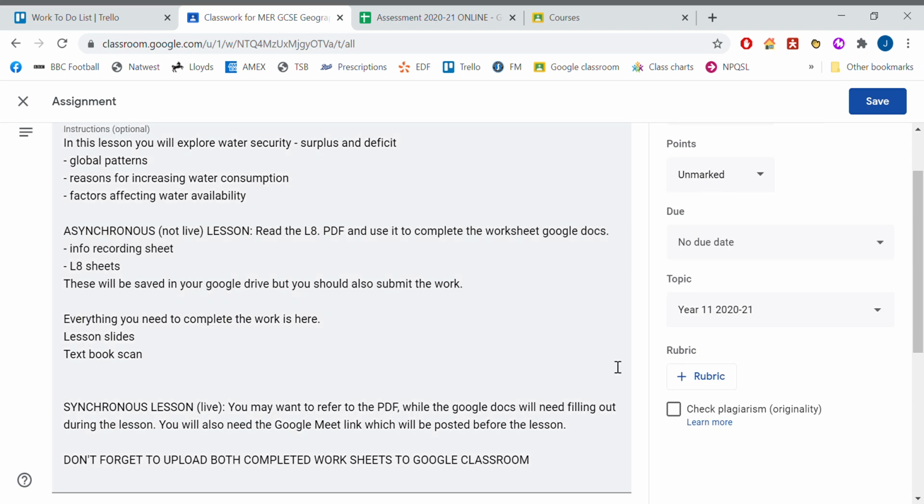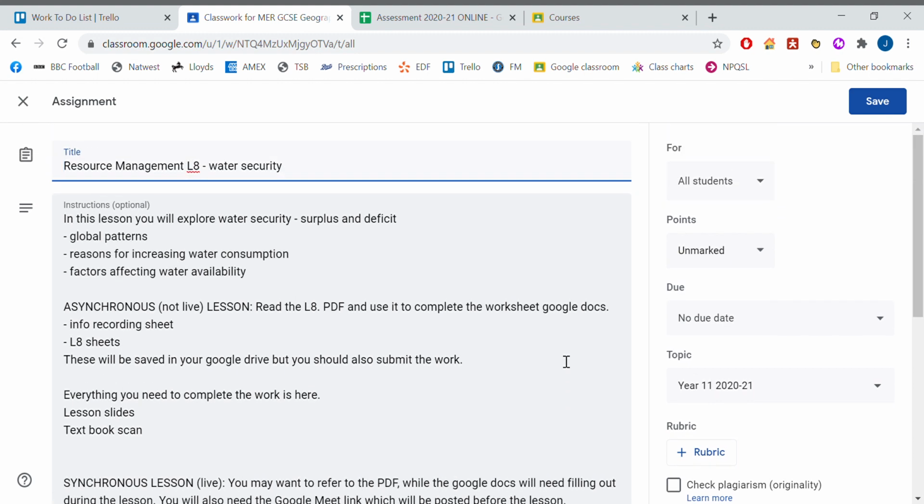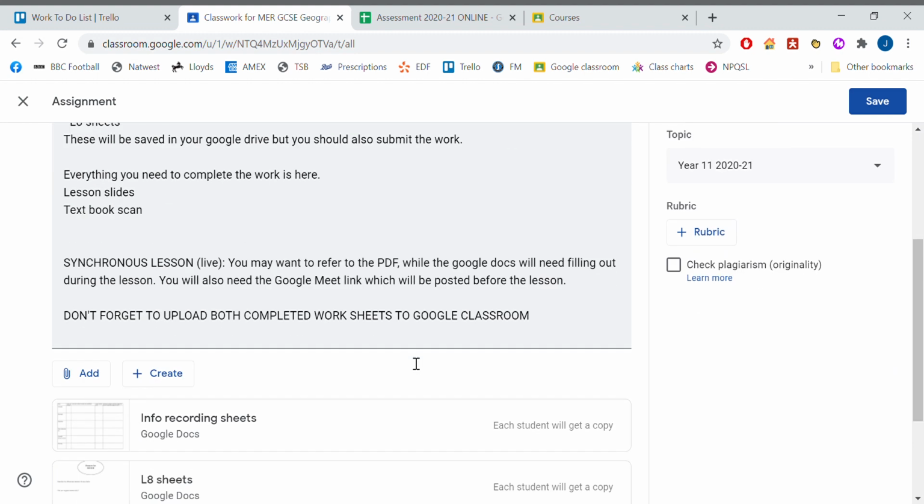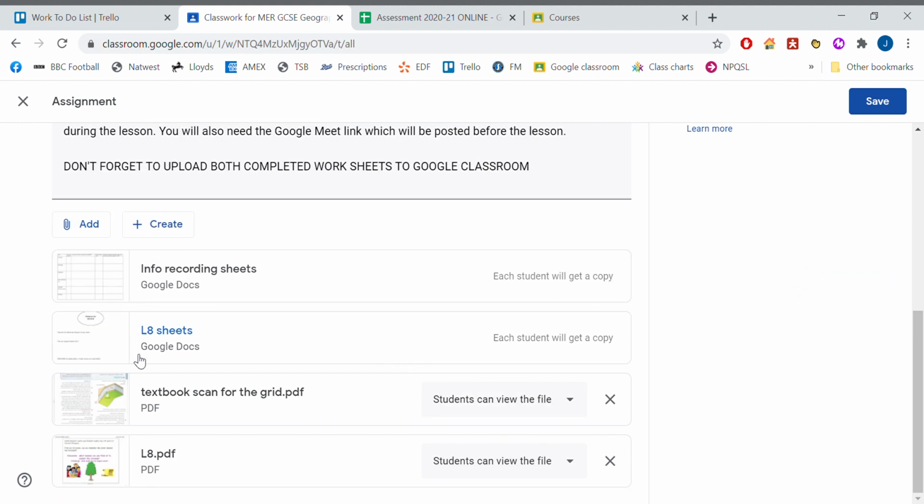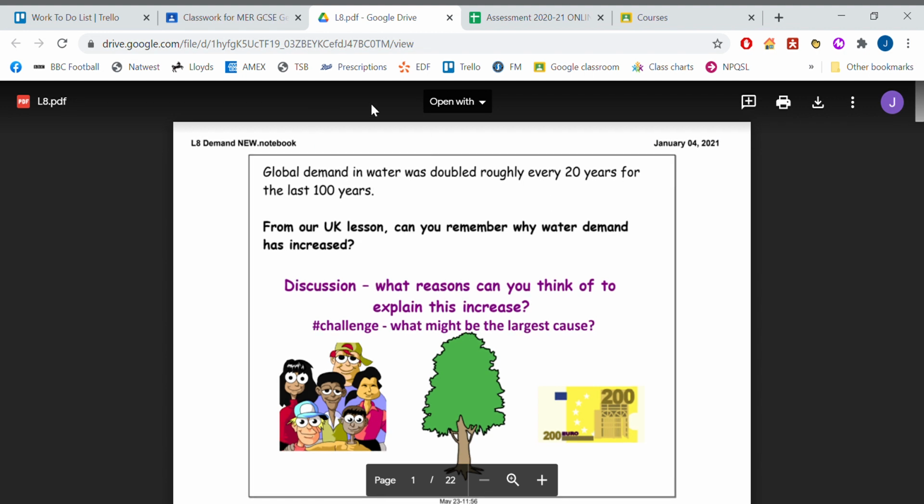Good morning, Year 11. I just want to run you through this lesson in case you're doing it asynchronously. It's about water security. You're going to need the two Google Docs, but I'm just going to talk you through which bits you use to fill in what.